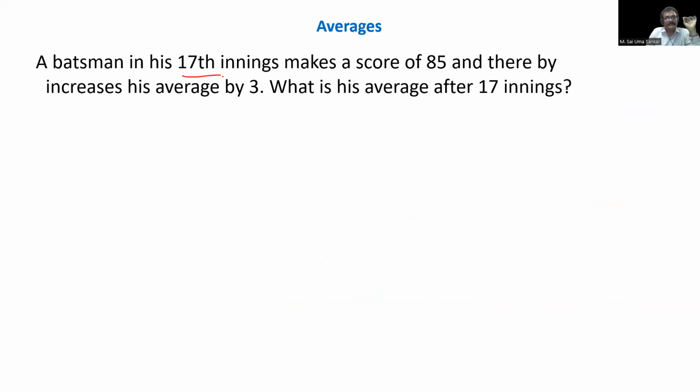A batsman in his 17th innings makes a score of 85 and thereby increases his average by 3 runs. Find his average after 17 innings. Okay, up to 16 innings, the average is equal to X. What is the total? 16X. In the 17th inning, he hit 85. Now the average after 17 innings increases by 3 runs, that is equal to X plus 3.